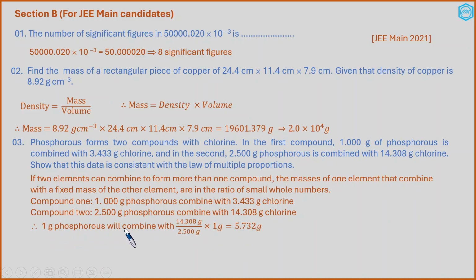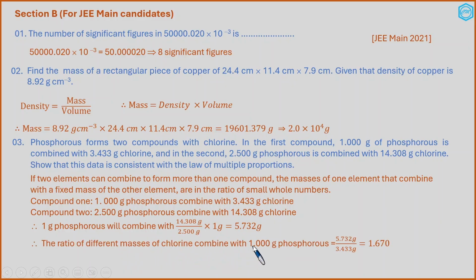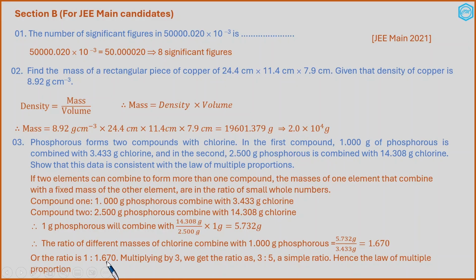So 1 gram phosphorus will combine with 14.308 by 2.5, that is 5.723 gram. So in compound 1, 1 gram combines with 3.433, and in the second compound 1 gram combines with 5.723 gram. The ratio of different masses of chlorine combining with 1 gram phosphorus is this divided by this one, 1.670, or the ratio is 1 is to 1.670, and if we multiply by 3, it is approximately 3 is to 5, and 3 is to 5 is a simple ratio. Hence the law of multiple proportions holds.